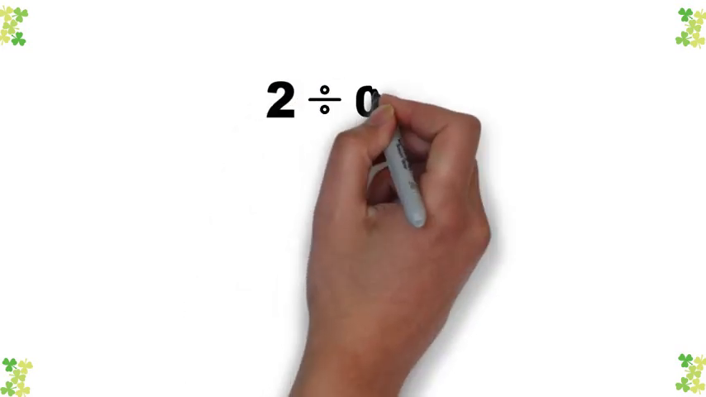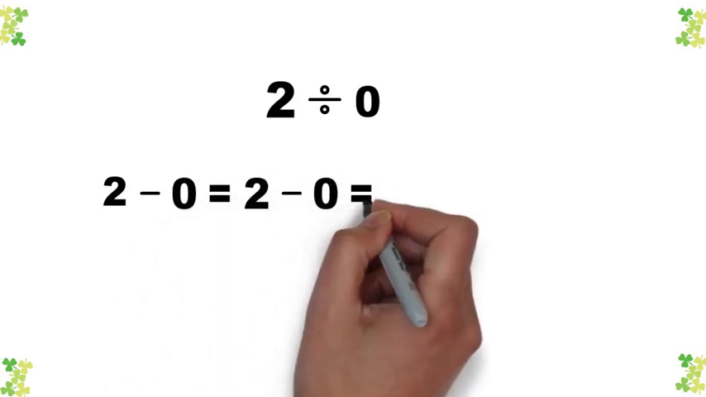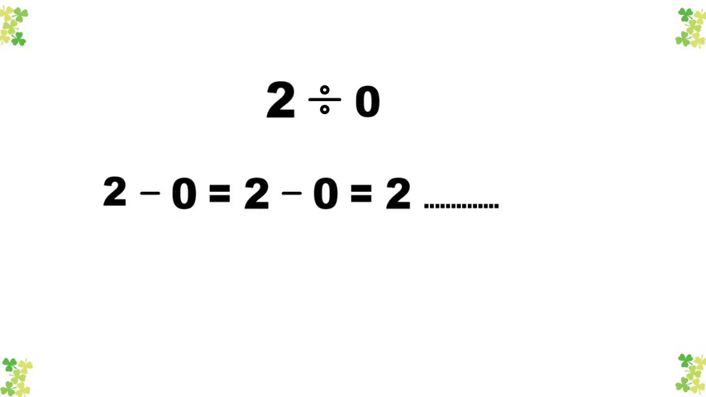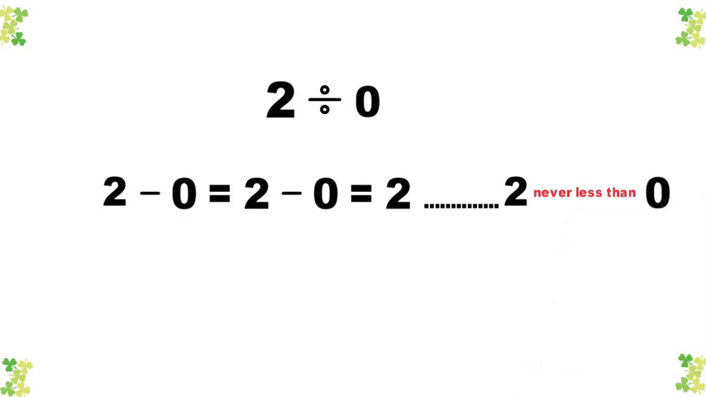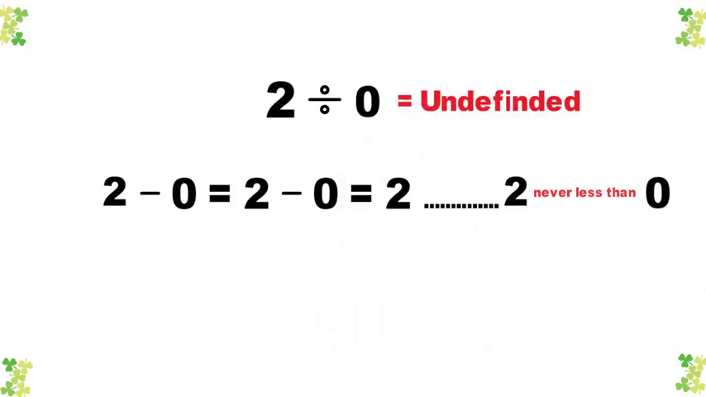One more example. 2 divided by 0. We solve it by the same method, repeating subtraction. 2 minus 0 is 2. Again 0 subtracted from 2, we get 2. If we repeat this step again and again, we always get the number 2, which is never less than 0. It means if 2 is divided by 0, we never get a defined number which is less than 0 or equal to 0. Hence 2 divided by 0 is undefined.